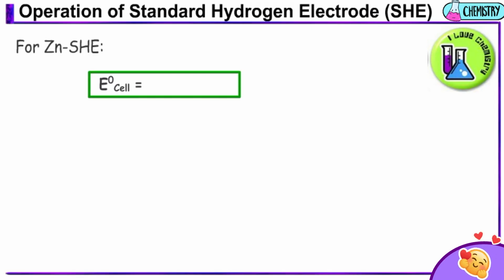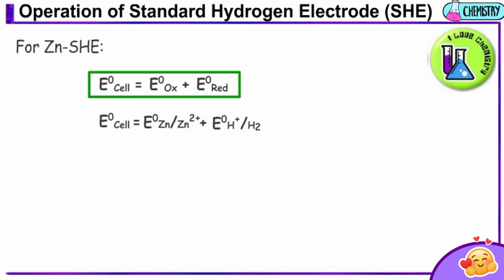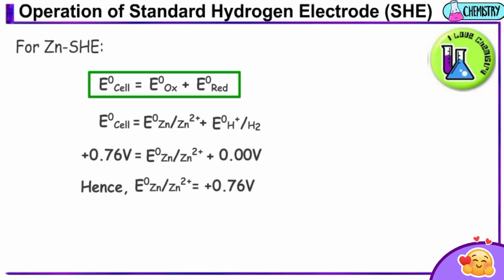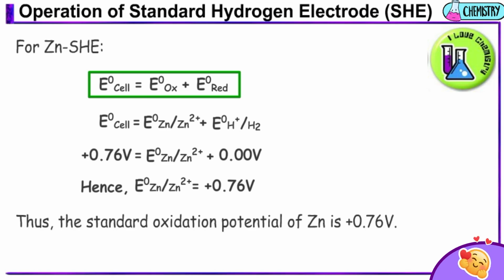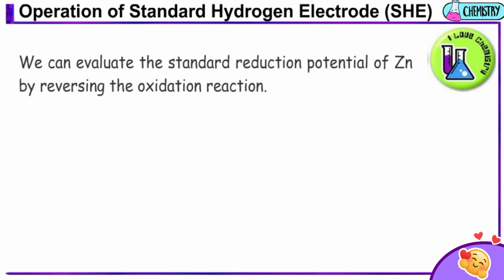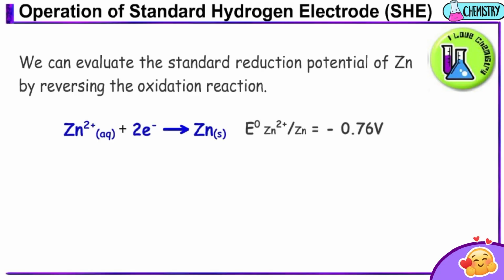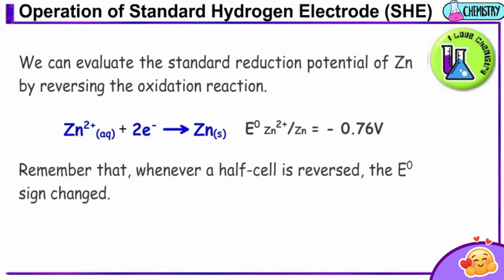The standard potential of zinc can be calculated by using the formula E° cell equals E° oxidation plus E° reduction. From the calculation, the standard oxidation potential of zinc is positive 0.76 volts. We can evaluate the standard reduction potential of zinc by reversing the oxidation reaction. Remember that whenever a half cell reaction is reversed, the E° sign also changes.